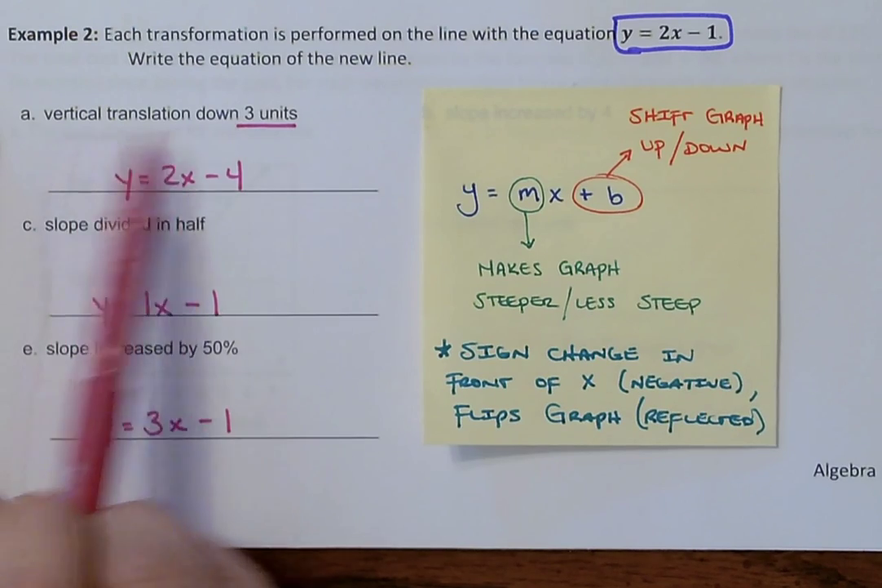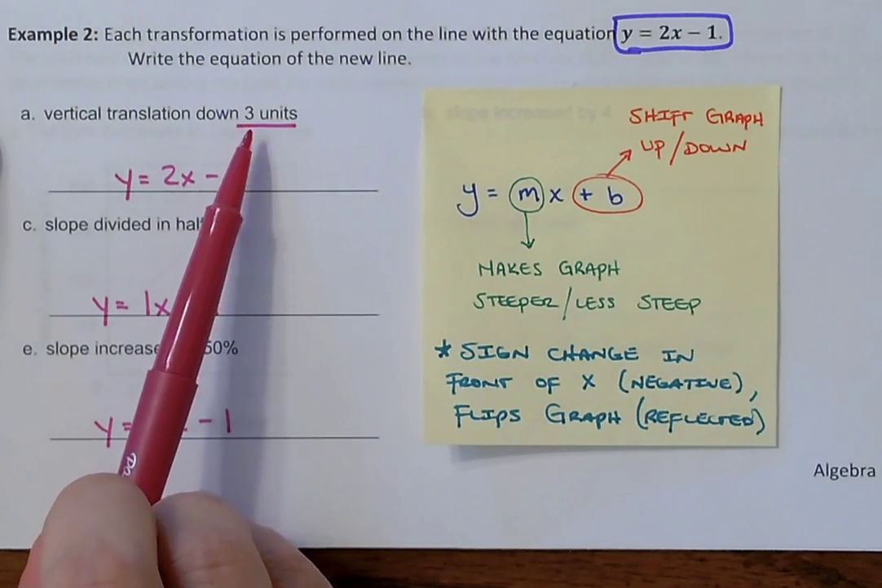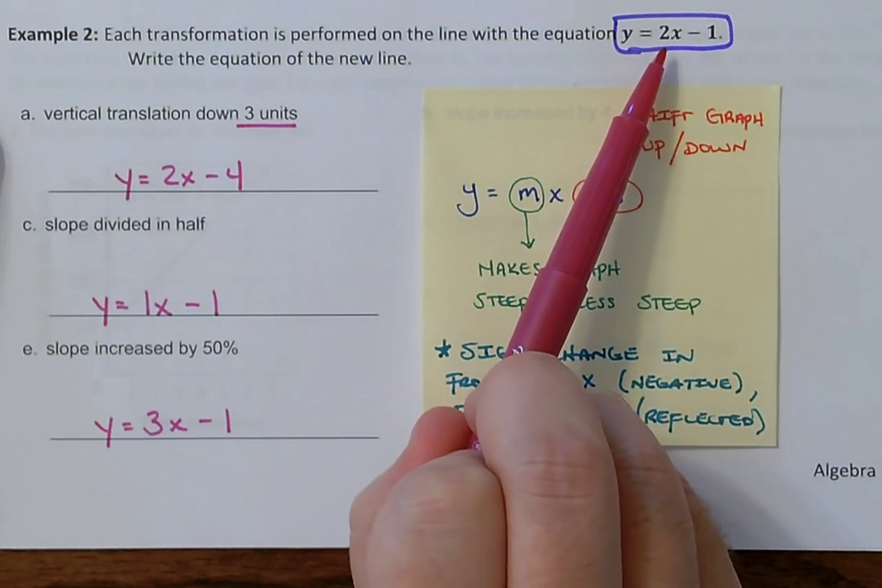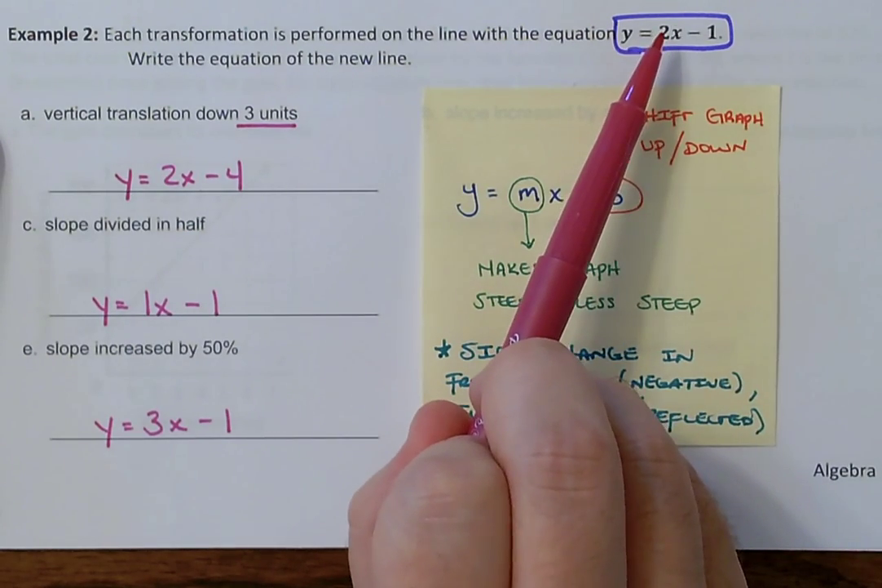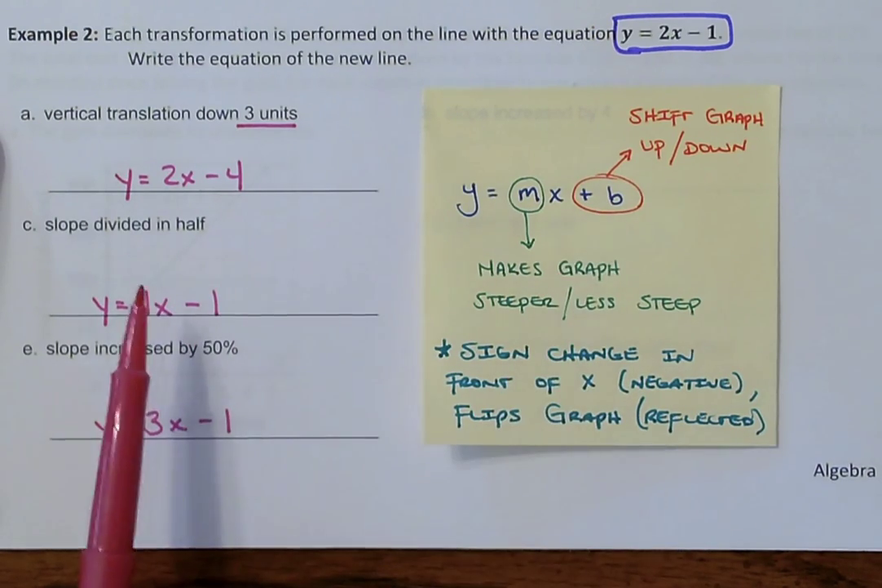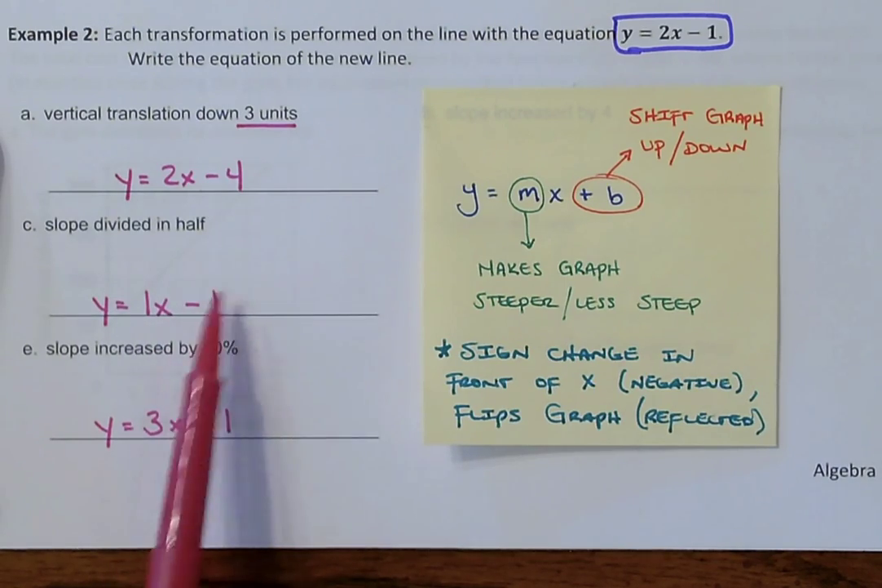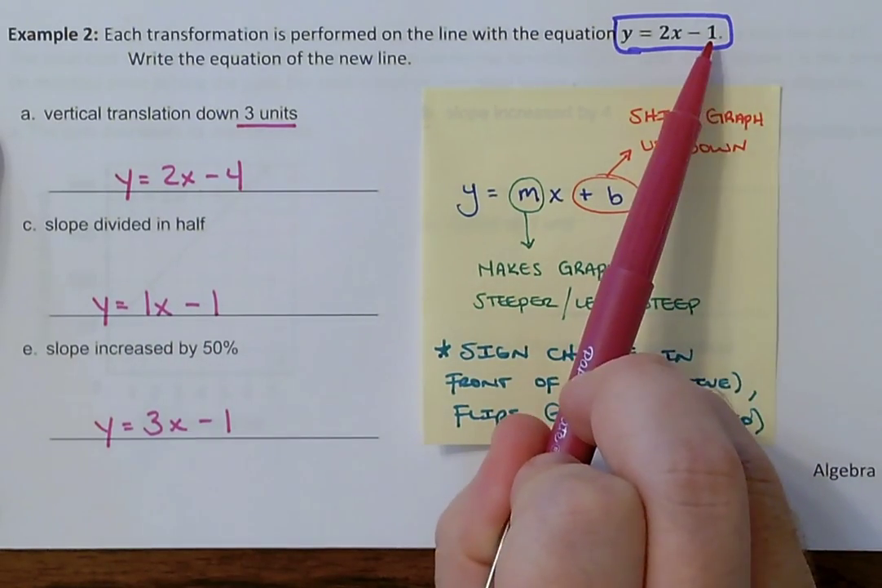For A, it just wanted me to translate the shape or the line down 3 units. Never said anything about steeper or less steep. So my slope stayed the same. The y-intercept changed. These two are just talking about changing the slope. So this minus 1 stays the same from this graph.